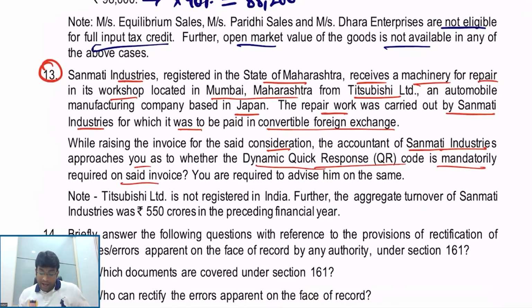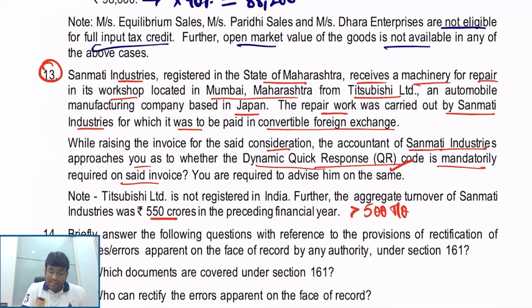Mitsubishi is not registered in India. Further, aggregate turnover of Sanmati Industries was 550 crores in the preceding financial year. Generally, my dear friends, if turnover is more than 500 crores, the concept of dynamic QR code is required for B2C invoices. Clear, my dear friends? But one special point, an interesting circular has come up, which clearly said that in case where supplier is located in India and recipient is located outside India and payment is received in convertible foreign exchange, for which place of supply should be in India.